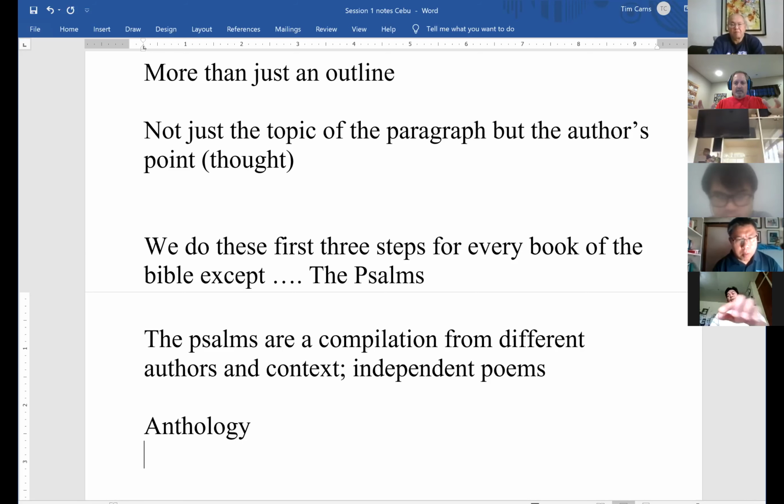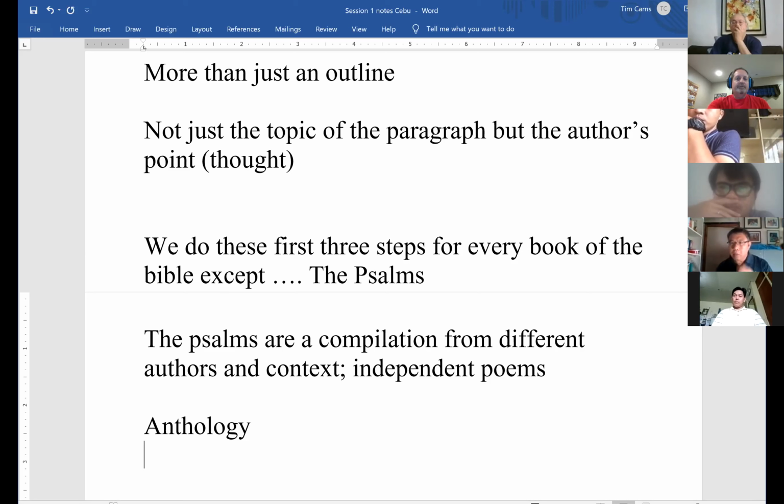But we don't collect all of those independent poems together and then try to understand that as a book with an overall purpose. No, in the Psalms, they are all independent poems, each with their own purpose, okay? But the Psalms is the only book that we treat this way. Every other book of the Bible, even Proverbs, is written as a book with an overall purpose for the book and an occasion for the book with a particular author and a particular audience, okay?